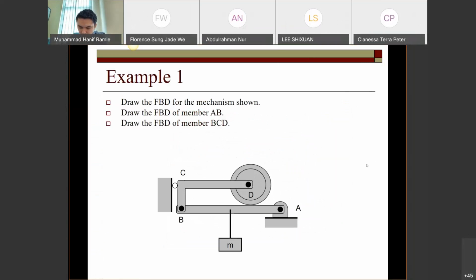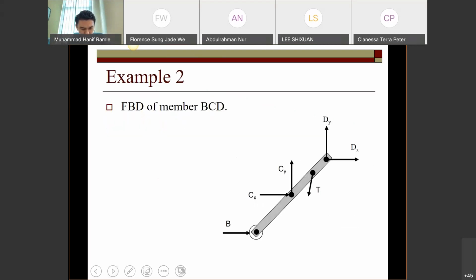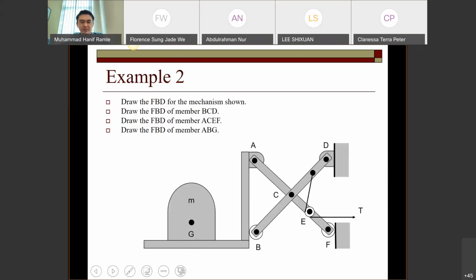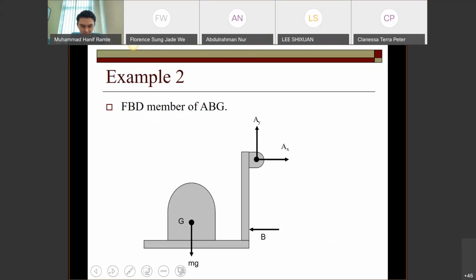Okay, let's continue from the previous one, which is still in the rigid body equilibrium. I already explained example 1 and also example 2. Before we start, is there any question from you regarding example 1 and example 2? No, Doctor. Okay, if no, let's proceed to the next slide.